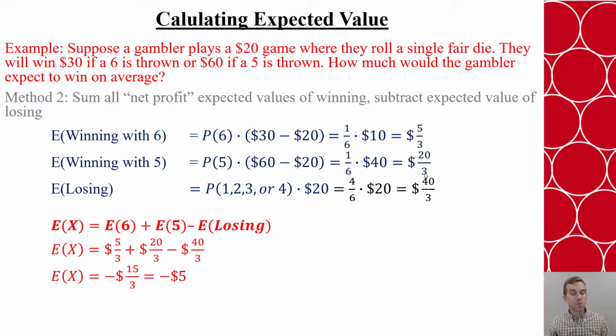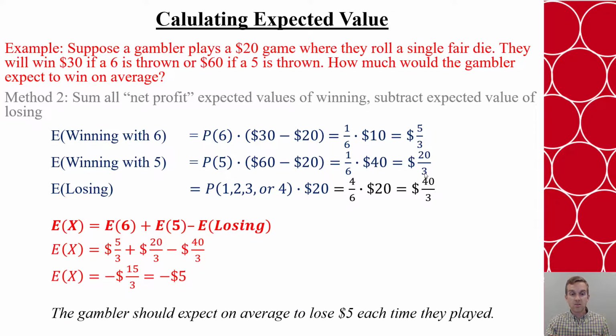Now, if I use the rounded versions, I would end up probably something like $4.99 or $5.01. So it's going to be close, but it's not going to be accurate. That's why I want to maintain and keep the fractions until the very end. And then you can round it to the nearest penny. So whether I used method 1 or method 2, it still came out that the gambler would lose on average $5 each time they played.